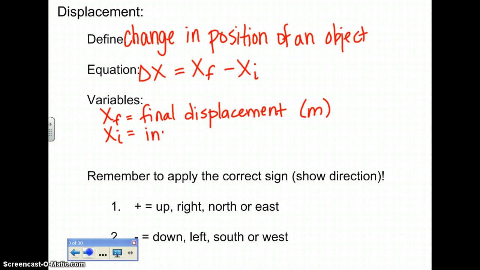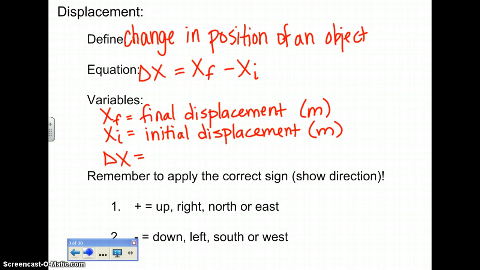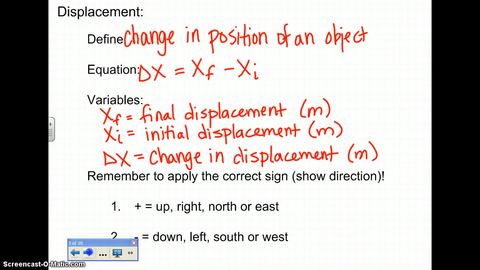x sub i is your initial displacement, measured in meters. Remember, once again, they have to be the same in order for you to calculate the change in displacement, which will be measured in meters.